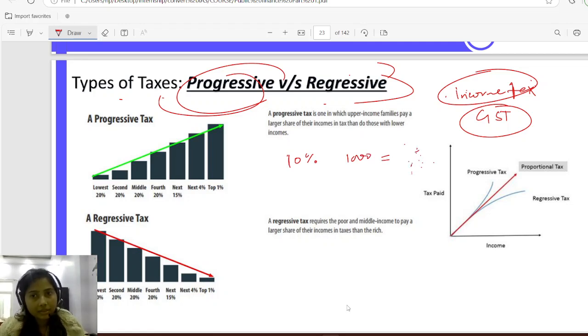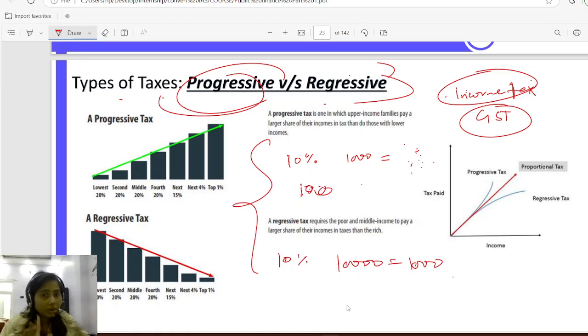Not just in the form of, suppose, 10% of 1000 is 100 rupees, but 10% of 10,000 is 1000 rupees. That is not called progressive tax, this is proportional tax, where you are paying exactly 10% of your earning amount. That is called proportional, but not progressive.